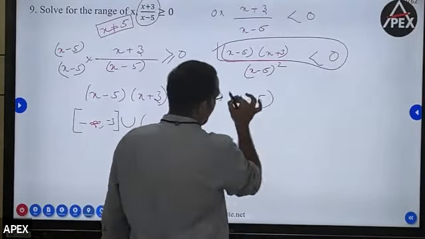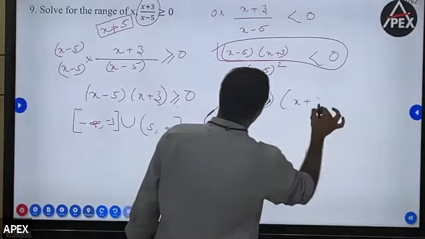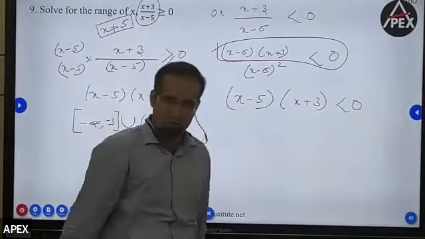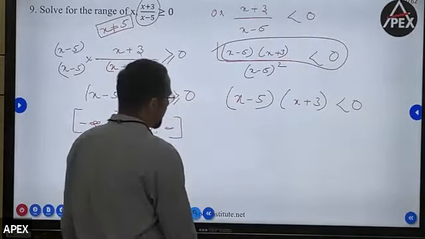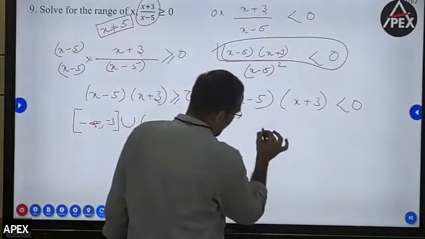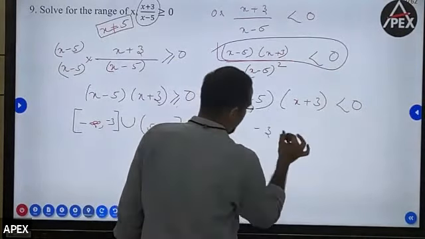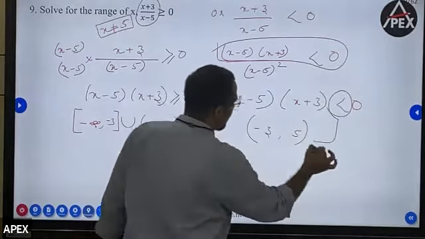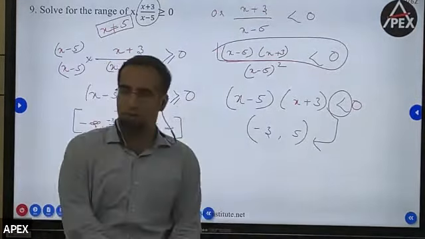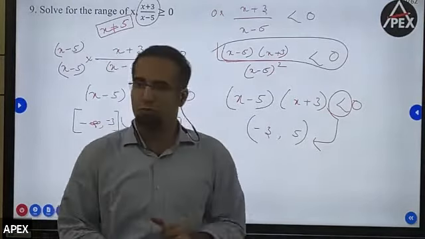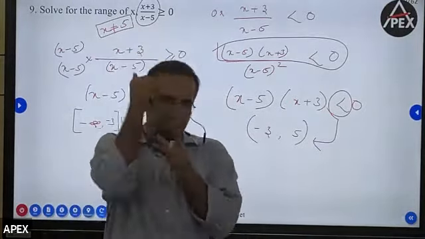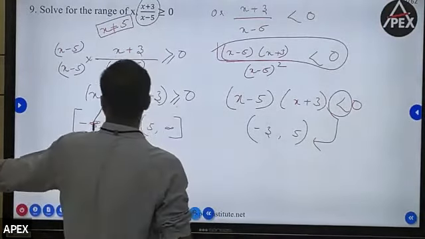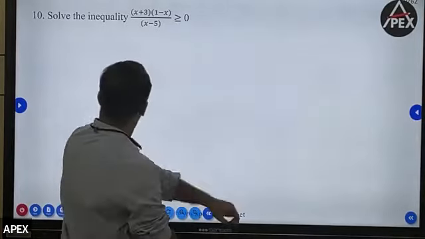I am writing x minus 5 into x plus 3 should be less than, or less than or equal to. That's it. So what do I get from here? I know that my answer will lie from -3 to 5, either a circular bracket depending on the sign or a square bracket depending on the sign. These are the two models when you have fractions and an inequality altogether. Let's move forward to the next one.